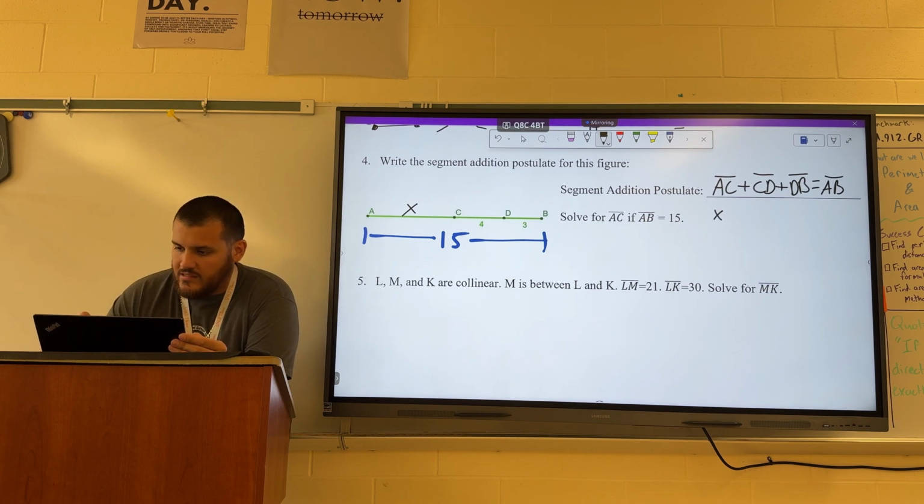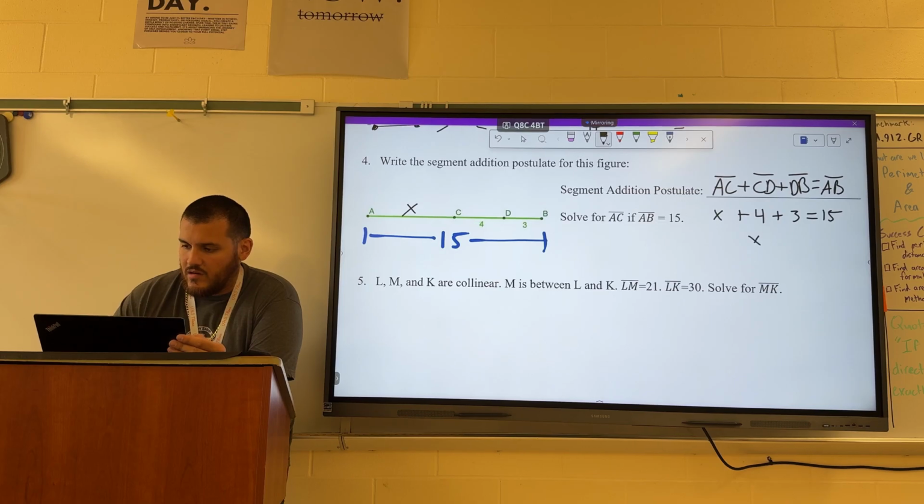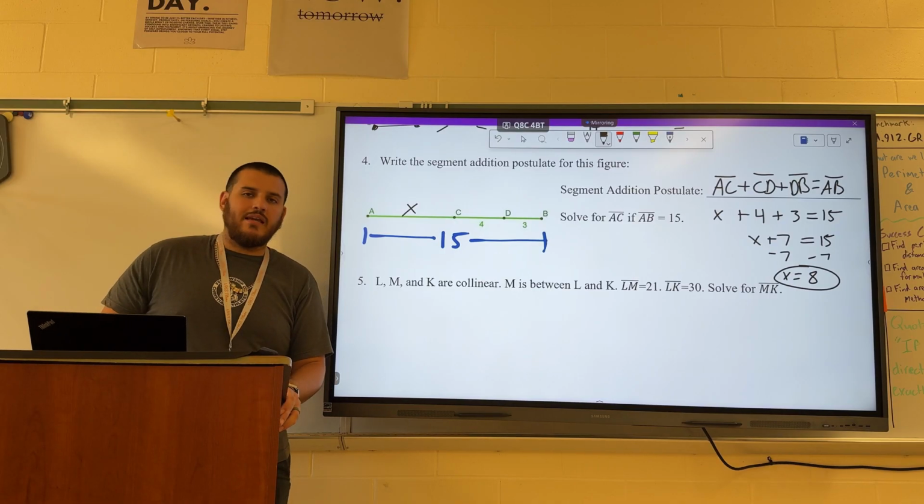So AC is X. CD is 4, DB is 3, the whole thing AB is 15, and we can do the appropriate algebra here to solve for that missing piece. 4 plus 3 is 7. When I subtract 7 from both sides, I get 8 for that missing portion for segment AC.